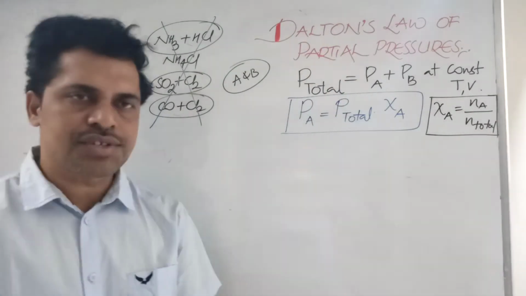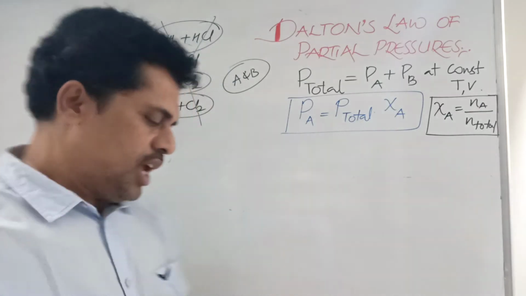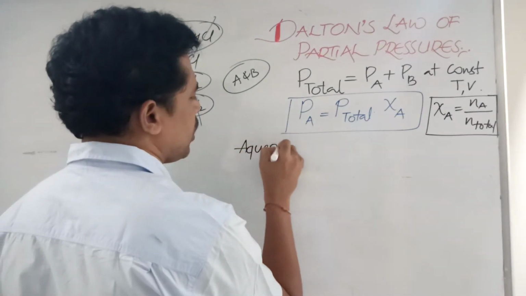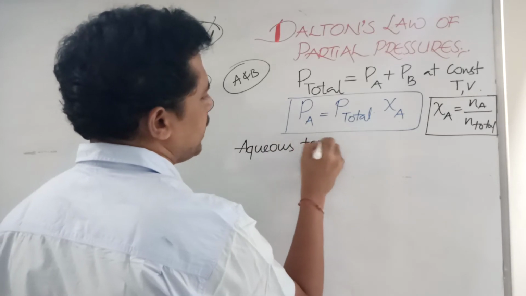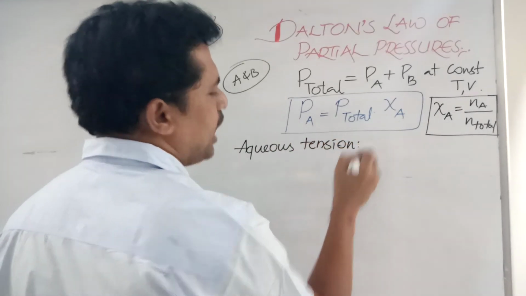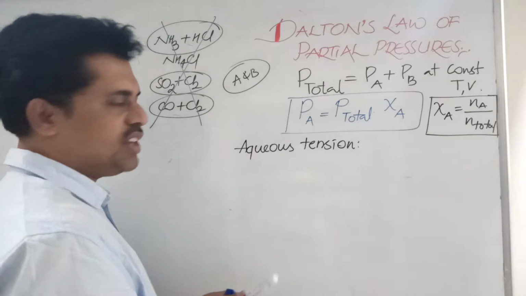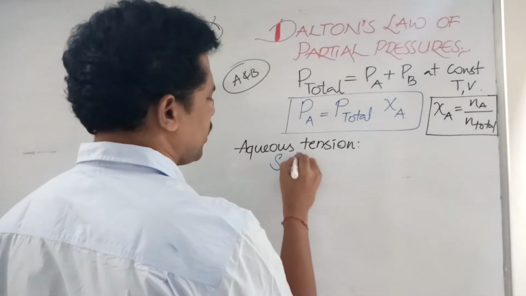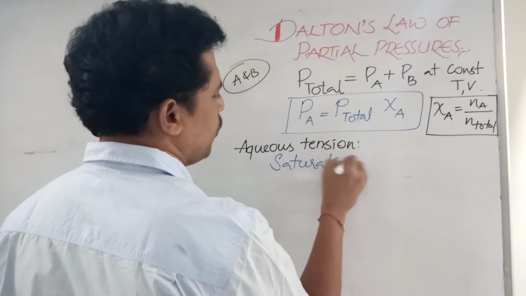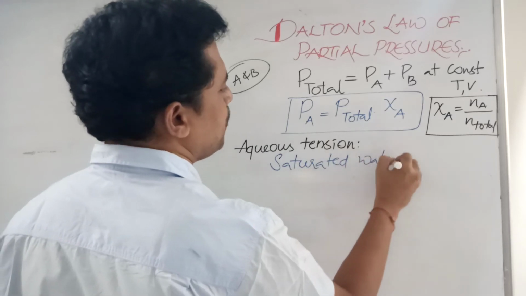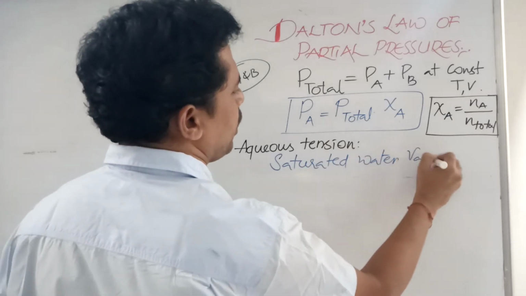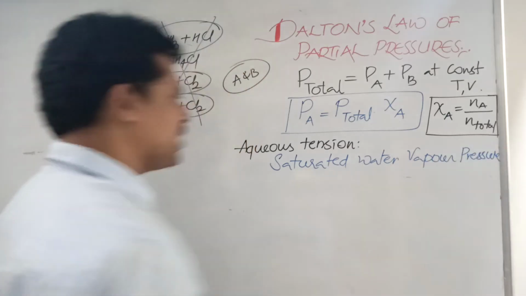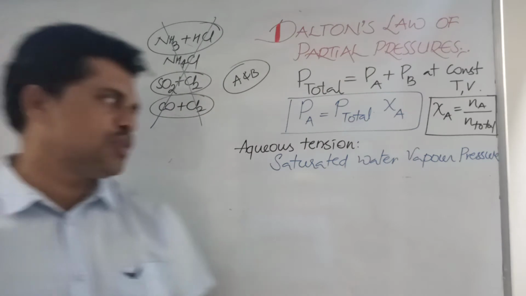Nothing much about this. But the interesting thing is aqueous tension. This word is very special, aqueous tension. I'll give you a one line definition for this. Saturated water vapor pressure is called aqueous tension. Aqueous tension means saturated water vapor pressure.